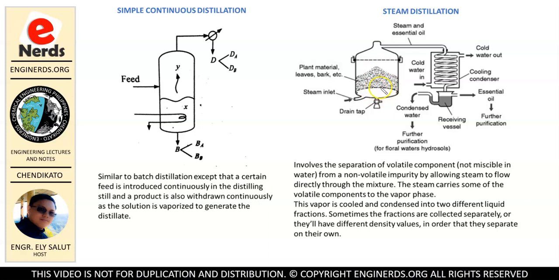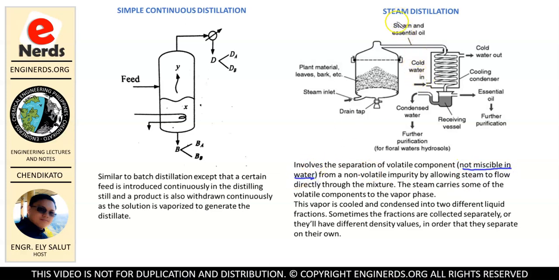And then, may iwan naman dito yung ating less volatile component or the non-volatile impurity dito sa ating liquid mixture. So, dahil dalawa yung naandito sa ating pot dito, we have the steam and we have our more volatile component. So, kapag nag-condense tayo dito, dalawa rin of course yung makukuha natin. Yung ating more volatile component and our steam. That is why we mentioned here that our volatile component is not miscible in water.